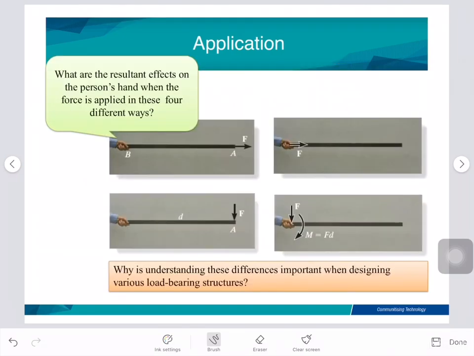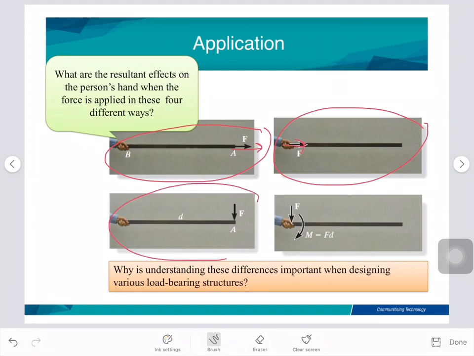And then this slide shows the effects on the person's hand when the force is applied at different points. This figure shows that the force F is applied at point A, and this figure shows that the force F is applied at point B. This figure shows that F is applied vertically at point A, and this one shows the force applied at point B. And here we can have the free moment, so you can understand the difference between the effects of the force.